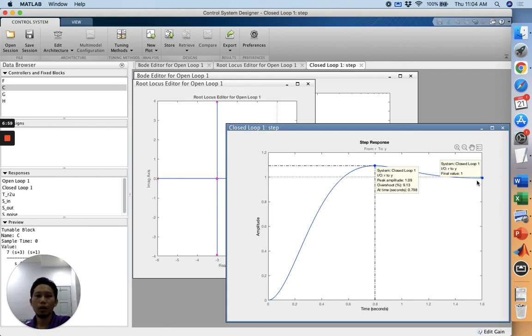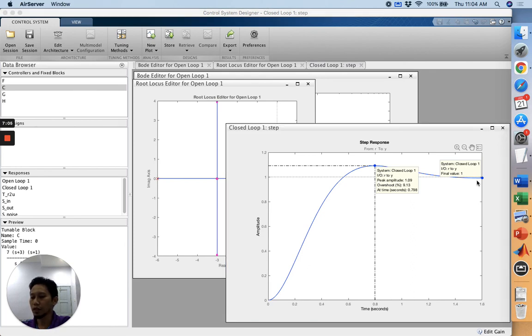So we have done all the design specifications that we need for this question. In the next lecture, I will show you how to write a function to simplify or reuse your code for another example without running it line by line.